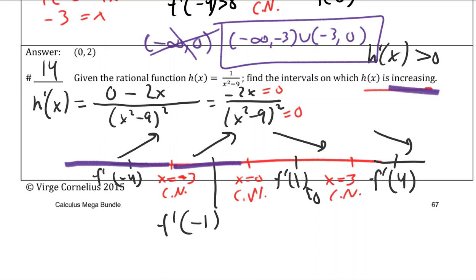Is that why you asked that question? Yeah. That's a good one to ask because that's very easy to overlook. Looks like it's going up the whole time, but it's really not going up at x equals negative 3, so it shouldn't be part of your increasing interval.